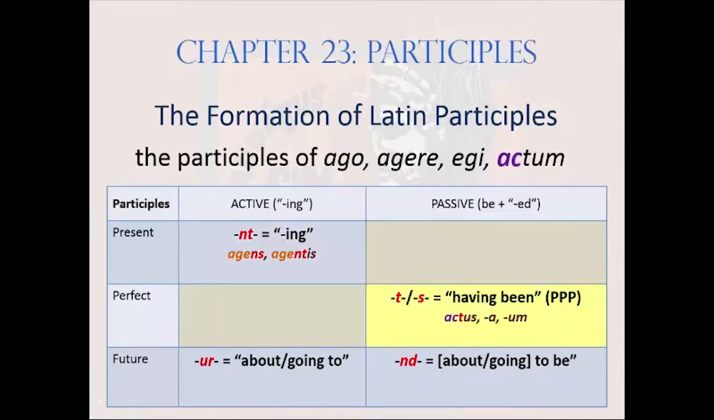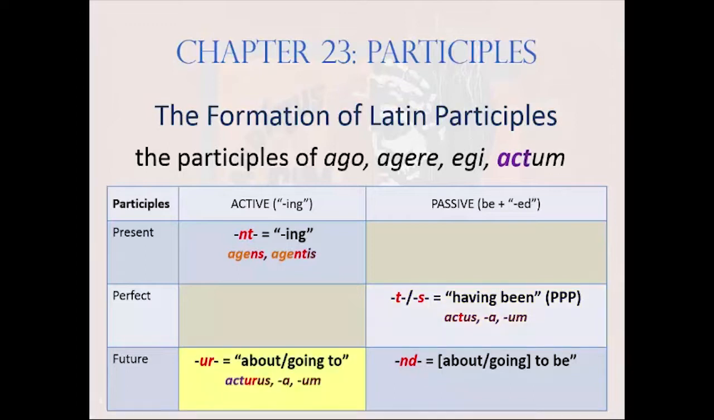From the vocabulary, you know the perfect passive participle of ago. It's the fourth principal part, actus, a, um. You just have to memorize that one. Inserting UR into that creates the future active participle acturus, a. And returning to the present base, add nd, and you have the future passive participle, agendus, a.